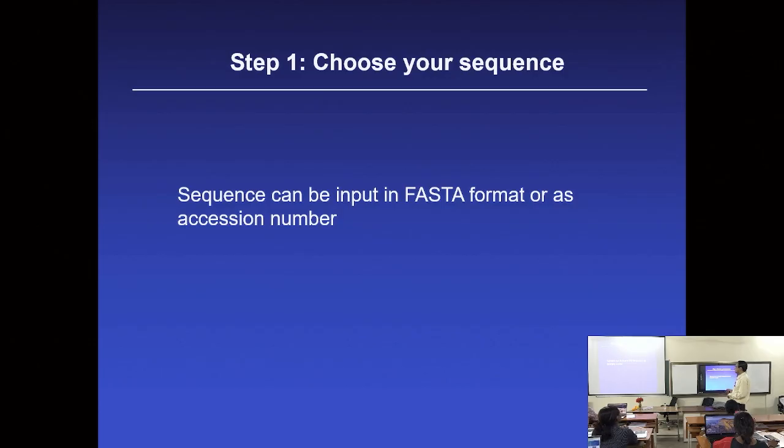The first step is to choose your sequence. The sequence can be in FASTA format, and now you understand FASTA format, right? You can go to NCBI or EMBL or DDBJ and get the sequence in FASTA format. FASTA format is the format for a continuous string of letters that denote nucleotides for DNA or amino acids for proteins. That's FASTA.